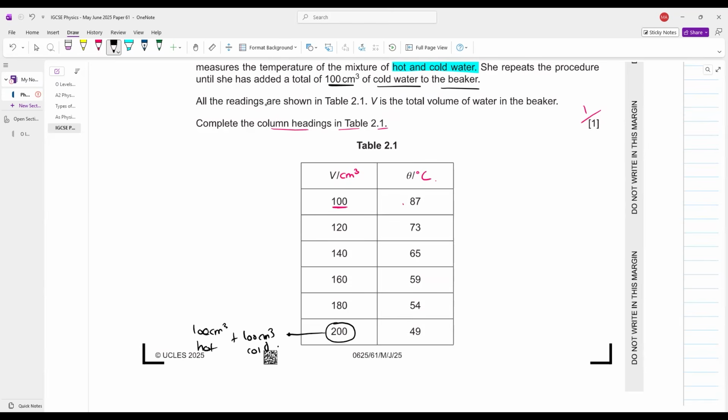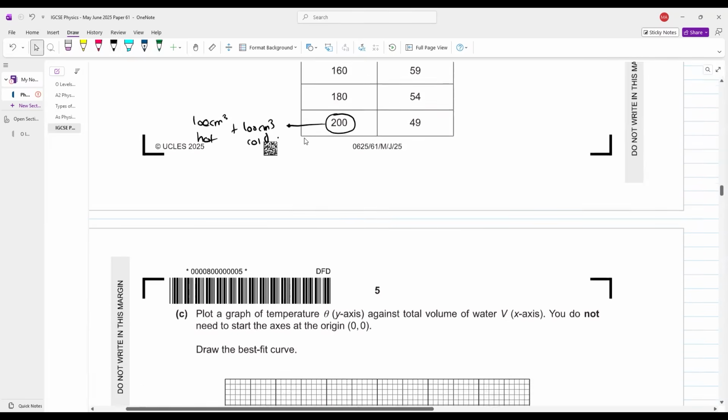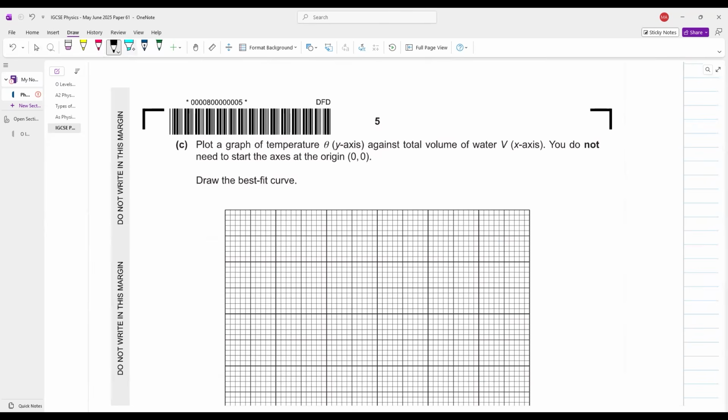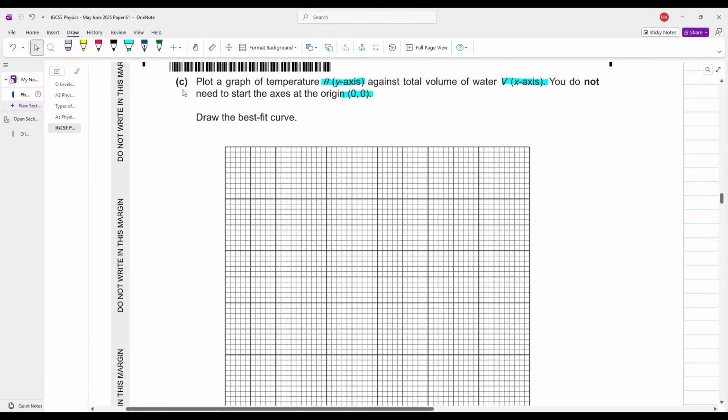Okay, let's move ahead. All the readings are shown in table 2.1, where V is the total volume of the water in the beaker and theta is your temperature. Plot a graph of temperature on the y-axis against volume on the x-axis. You do not need to start your axis from the origin.